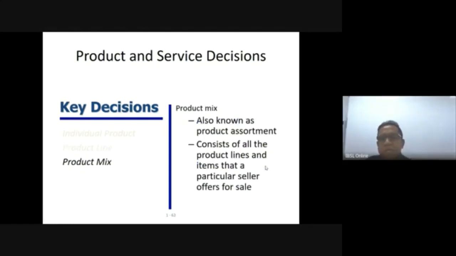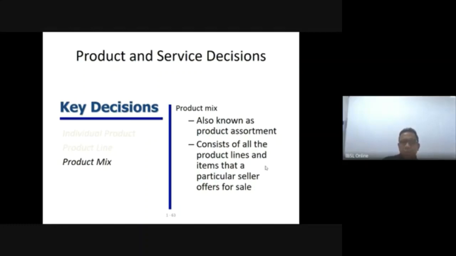Product mix, also known as product assortment, consists of all the product lines and items that a particular seller offers for sale. First take, say, Unilever. Unilever sells detergents, and they sell toothpaste, and they may be selling some other facial hygienic products.